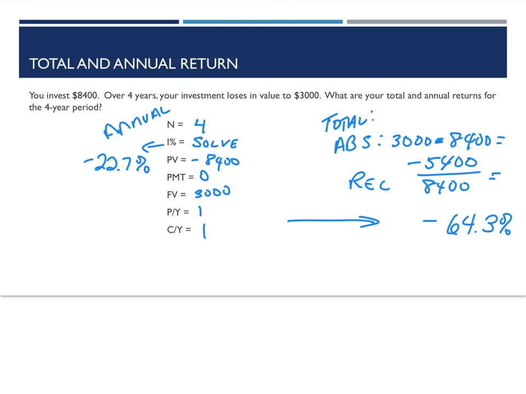They should both be positive or they should both be negative. And if you get an error that it won't compute anything, it's because you didn't do your signs correctly on your present value and your future value.